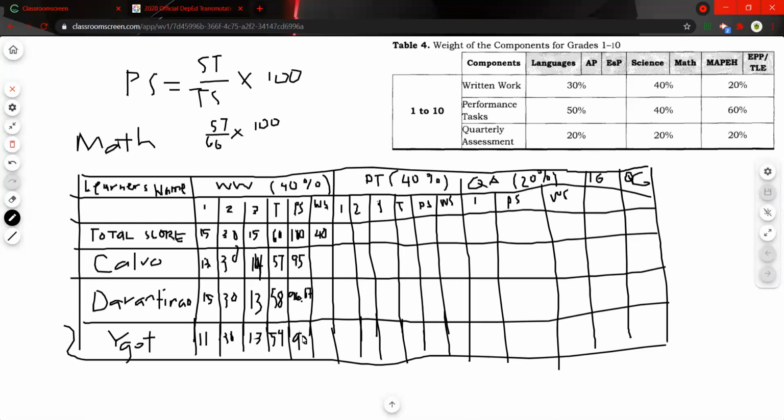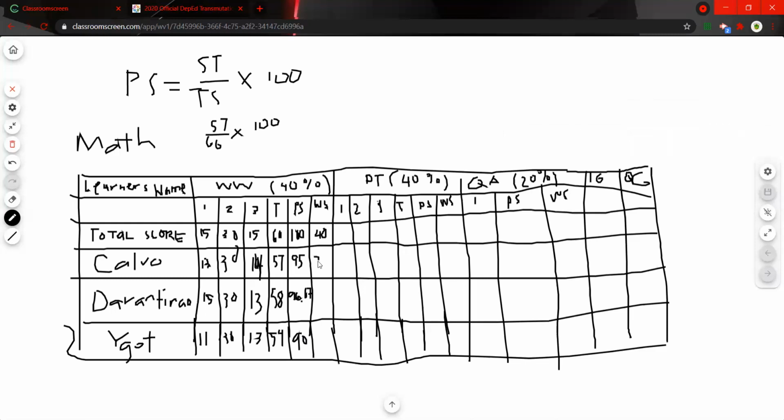Now, in order to find the weighted score, of course, we multiply the percentage score by 40%. For example, 100 times 0.40, that is 40%. The same thing with the percentage scores of Calvo, Darantinaw, and Igot. 95 times 0.40. 0.40 stands for 40%. 95 times 0.40, that is 38. Okay? 38.